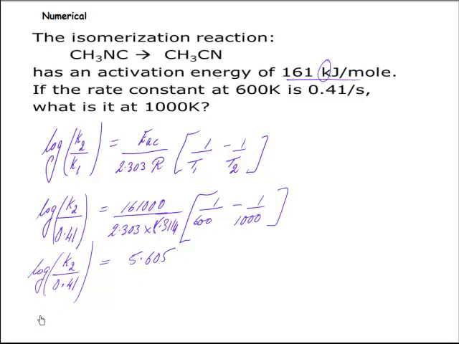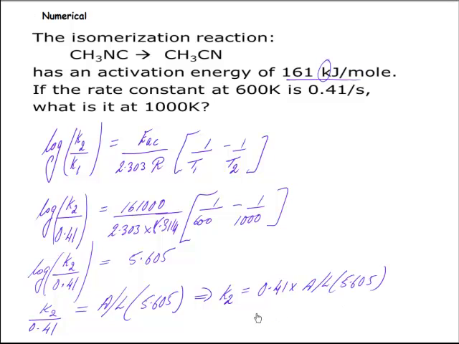5.605. Now if I take the anti-log on both the sides, we'll get K2 upon 0.41 is equal to anti-log of 5.605, and that turns out to be, and therefore K2 turns out to be 0.41 times the anti-log of this value, and this turns out to be 165,113.98, and we can always write it as 1.65 into 10 to the power 5 second inverse.